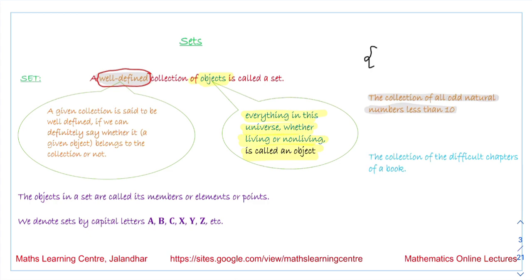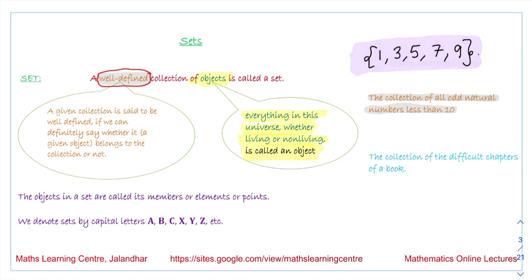The first odd number less than 10 is 1. The next number is 3. Next we have 5, 7 and 9. So this is the collection of all odd natural numbers less than 10. We are saying this collection is a fixed collection. Whosoever writes this collection, it is fixed.